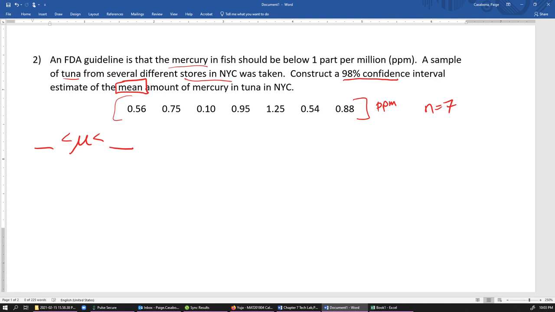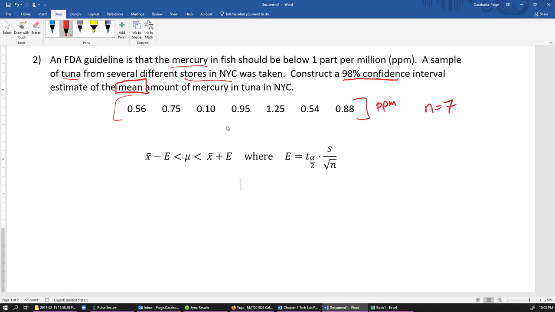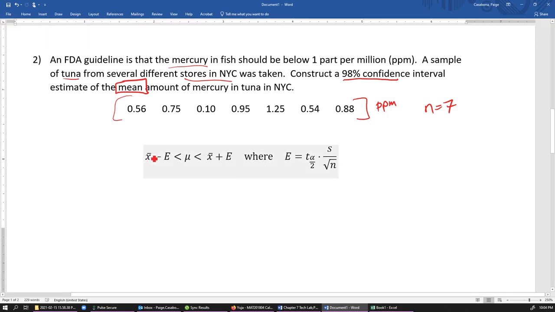We've got the sample here. I need to actually take these values and put them into Excel, because what we're going to need to compute will require the mean and the standard deviation of this sample. So let me actually get our formula first so we know where we're headed. All right, so here is the formula for a mean. You'll see that the calculation is actually very similar to what we saw for proportions. We've got an x bar plus E and an x bar minus E.